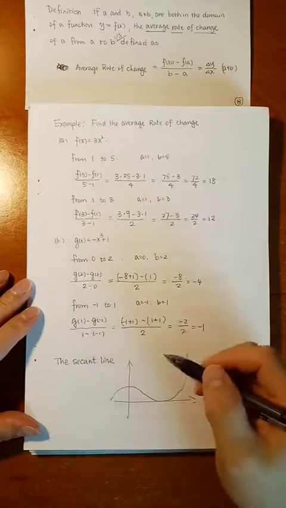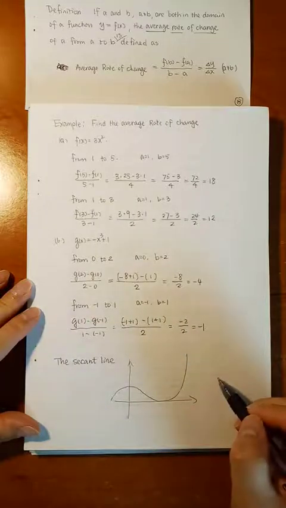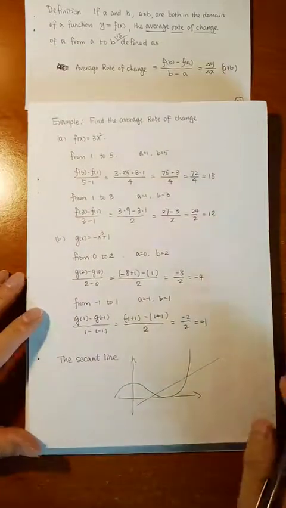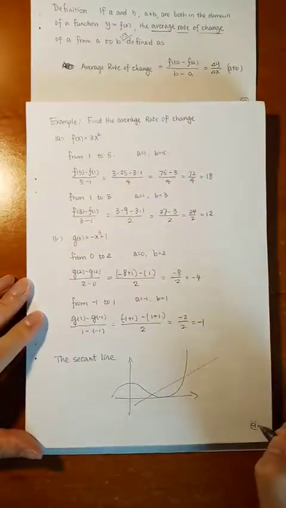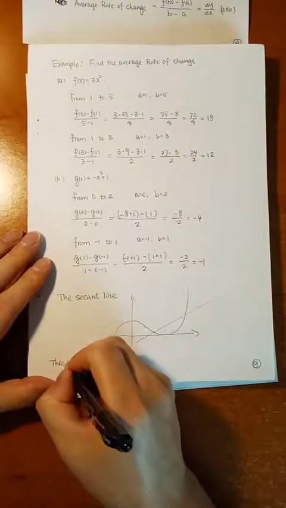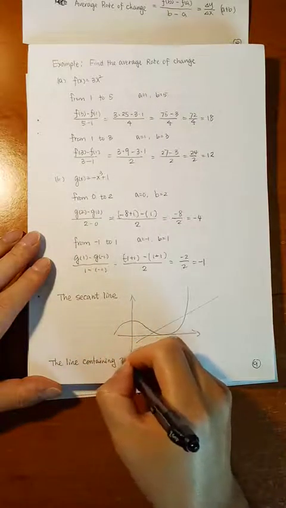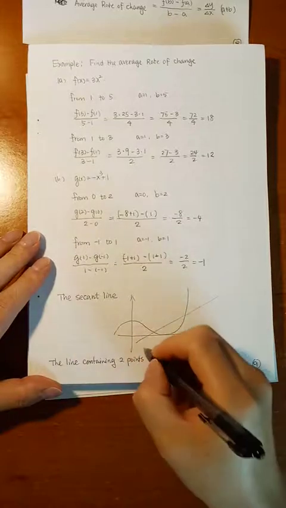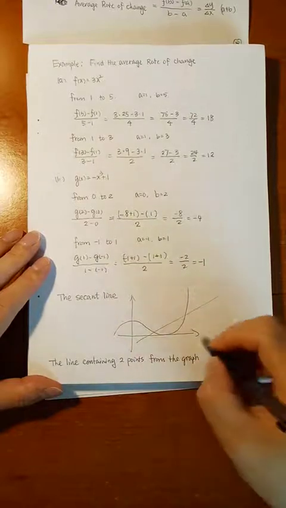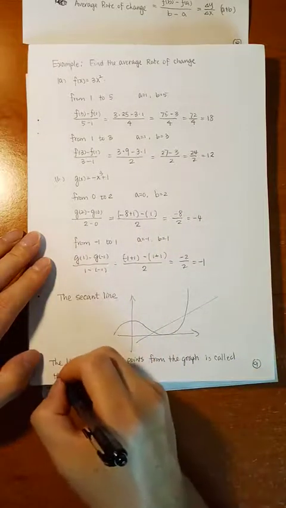So for example, you have a graph of a function like this, and the secant line means that the line contains 2 points from the graph, like this. So let's first give the definition. What is the secant line? The line containing 2 points from the graph is called a secant line, or the secant line.